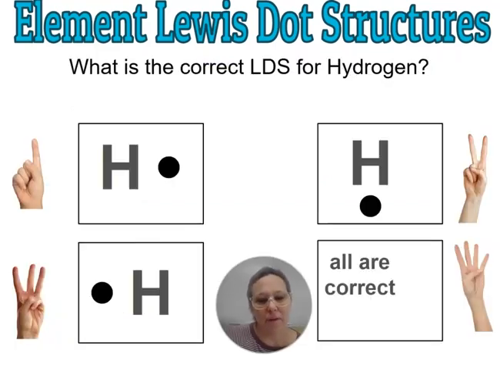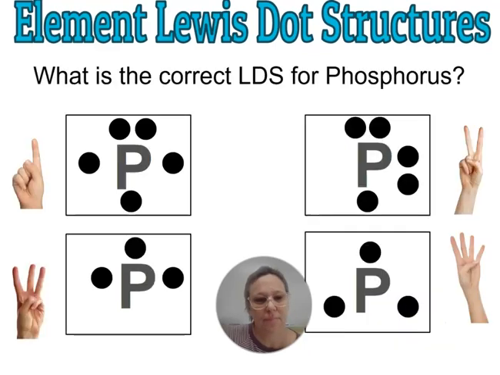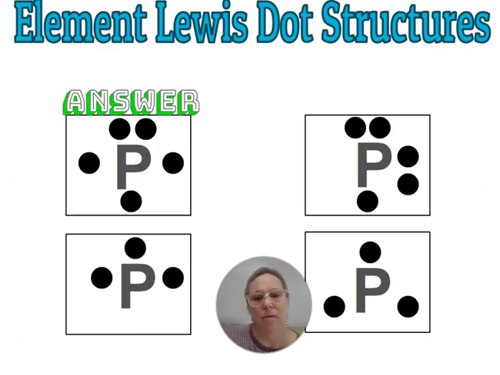All right, let's see if we can figure this out. Which Lewis dot structure is correct for hydrogen? This is a trick question. All of them are correct. It doesn't matter what side of the box you put the dot on. What's correct for phosphorus? How many dots should phosphorus have? First of all, should it have 5 dots or should it have 3 dots? It should have 5. And remember, we keep them separate until they have to be paired up. So number 1 is correct.